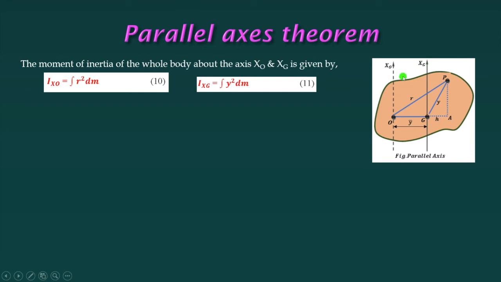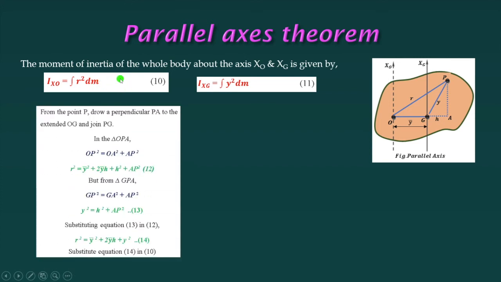In both cases, Ixo and IxG, both axes are parallel to the plane of rotation. The axis of rotation is perpendicular to the plane. It's a laminar cross-sectional rigid body with area capital A. So y square dm and r square dm.